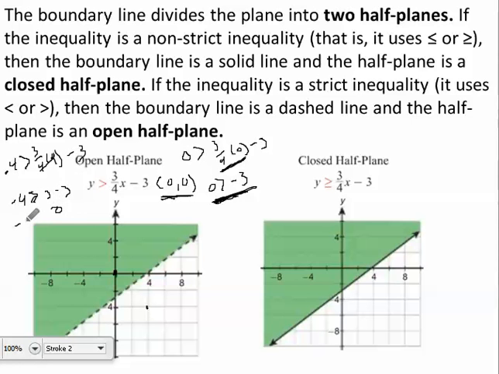So I got -4 is greater than 0. Well, that's false. So I'd want to shade on the opposite side of where -4 is. There's -4 there. So I want to shade on the opposite side of that line from where that is. Can you see how I'm using the other side this time? And like I said, you could pick any point you wanted to pick, but I like picking 0, 0 because it really makes it easier to calculate a lot of times.